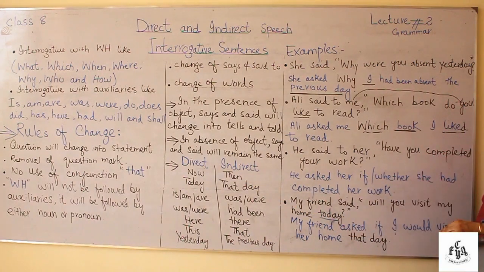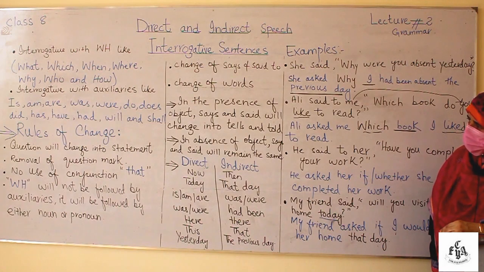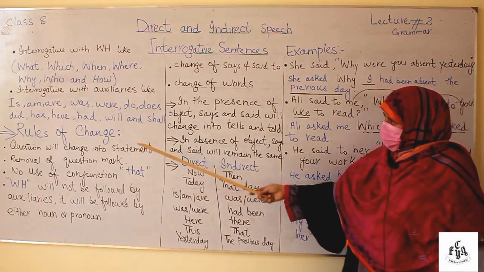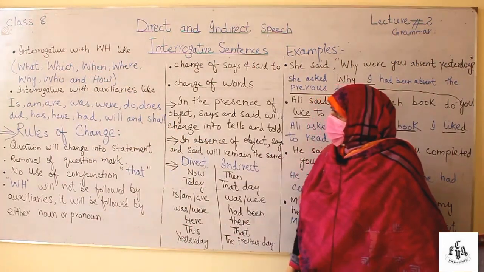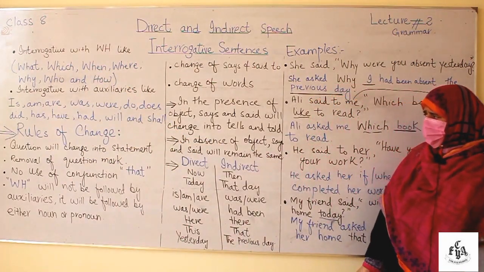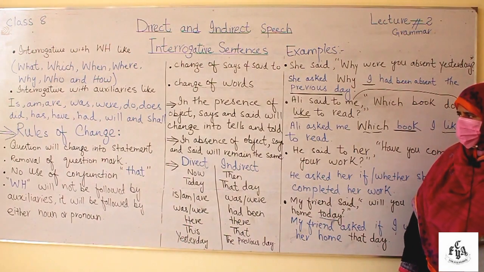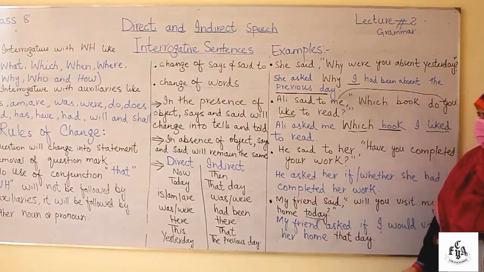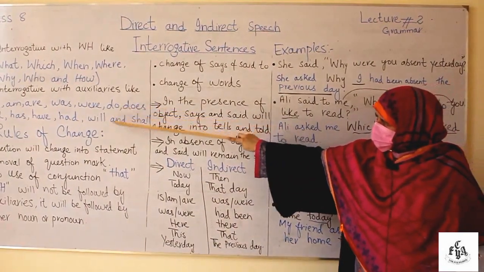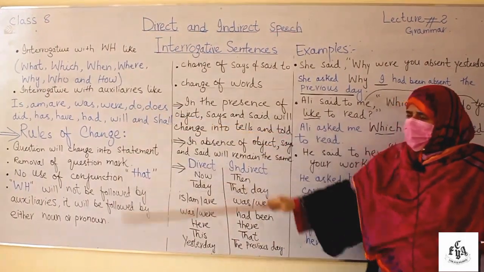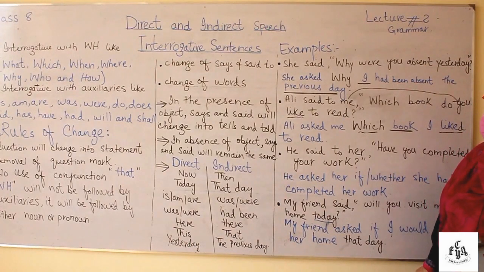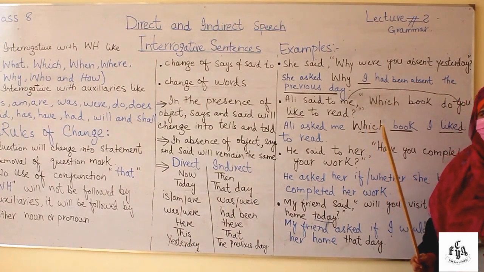Now let me explain examples for auxiliaries. Whenever we are having interrogative sentences with auxiliaries, the rules are the same, but a bit different. You're not going to use that. It will not be followed by auxiliaries. When you're going to change a sentence with all these auxiliaries, only said will change into asked, and then you have to use either if or whether.